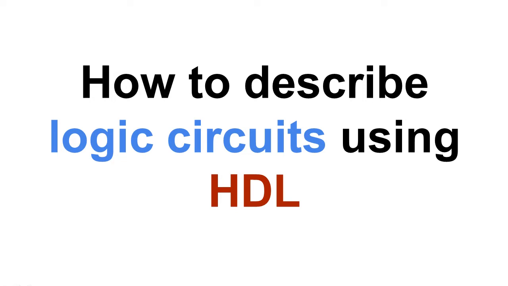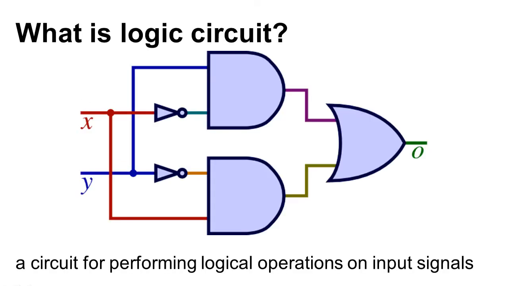Before we go into HDL, what is logic circuit? Logic circuit is a circuit that performs logical operation on input signal. In this example, we have circuit containing two inputs, which are X and Y. These inputs go inside logic gates to produce an output which is symbolized as O.